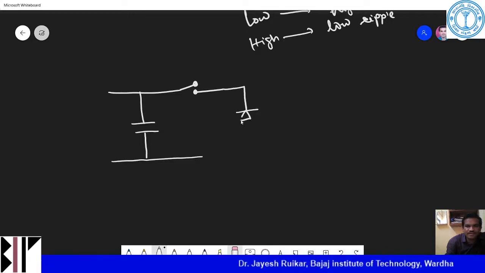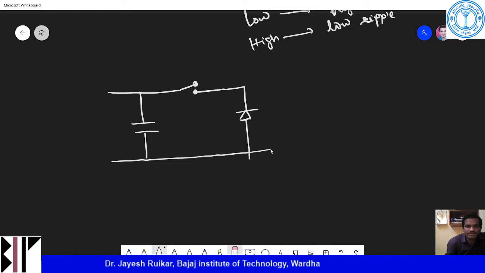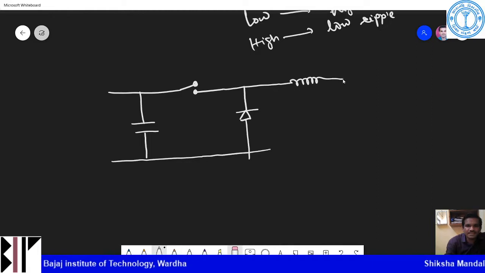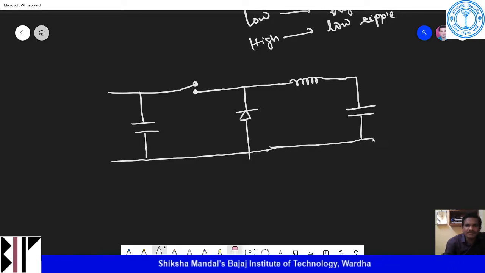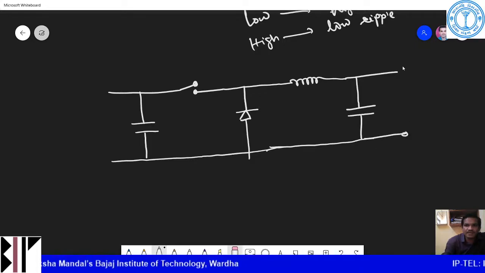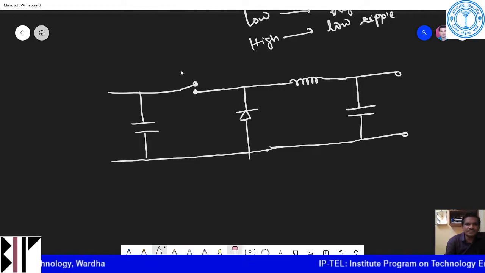Then we need a diode, then inductor, and then one more capacitor. Okay, and then this is, I will take at output. Okay, so this is my switch. I will take this name as S.